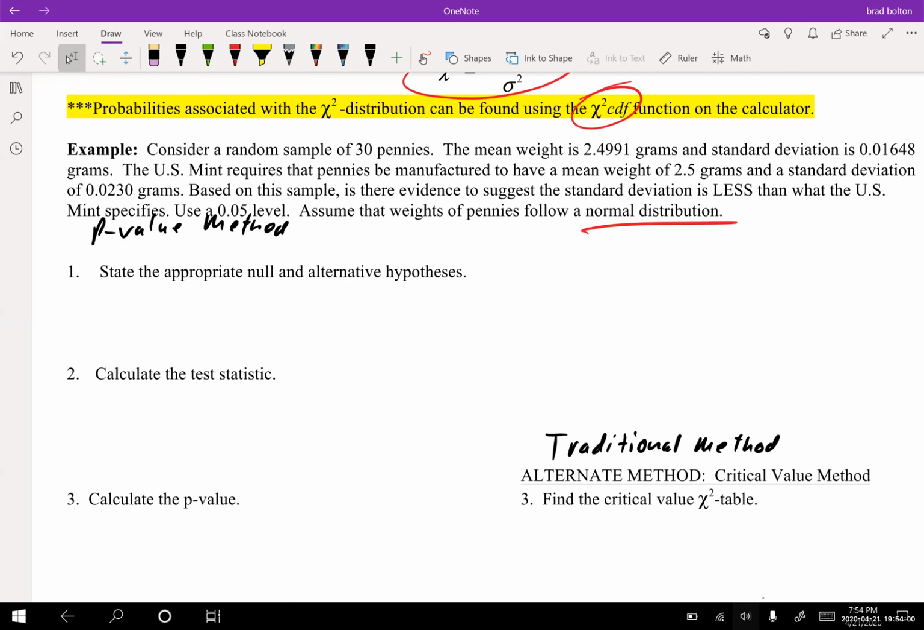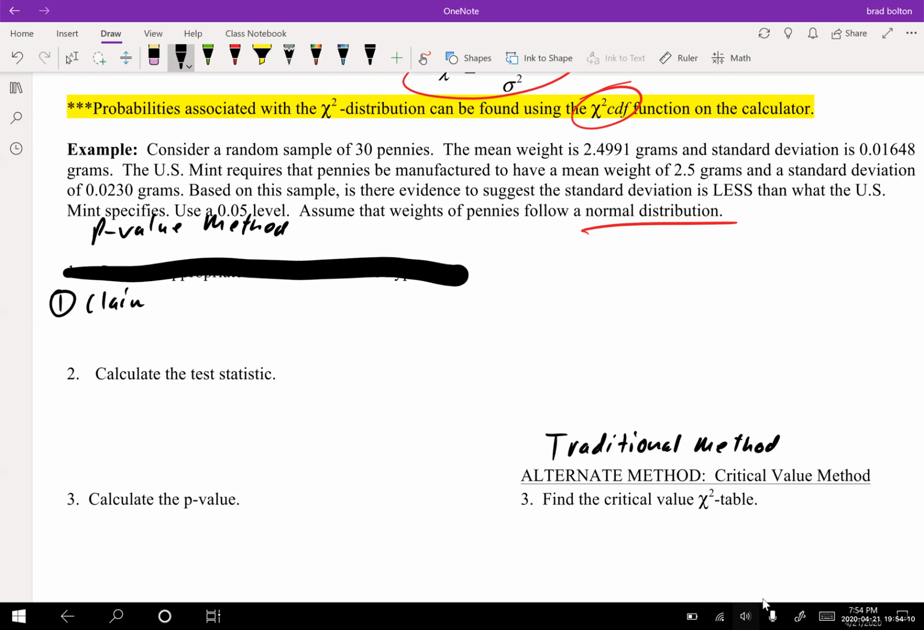So first thing we need to do is get rid of this. I don't like that. Okay, and we're going to do it my way. We're going to do step one, claim, and the opposite claim. And again, this is about writing it in terms of the proper notation. So this is like a notation step. They said, suggest that the standard deviation is less than the US Mint. So remember, you guys are testing standard deviation and it's less. So I'm going to say sigma is less than what? Less than what is claimed by the US Mint, standard deviation of 0.0230.